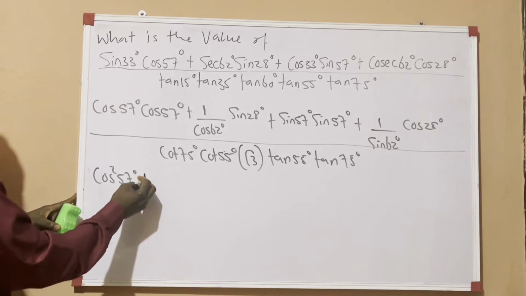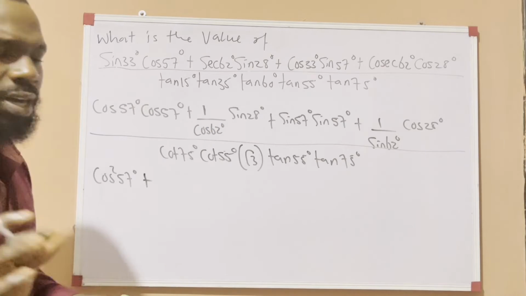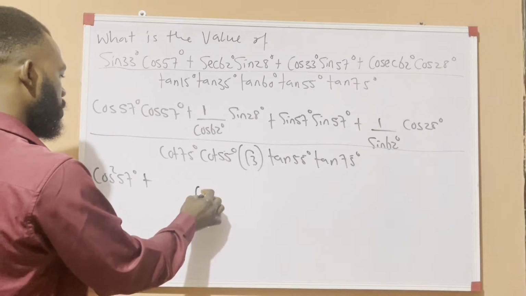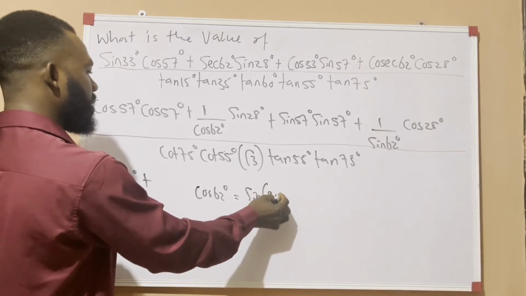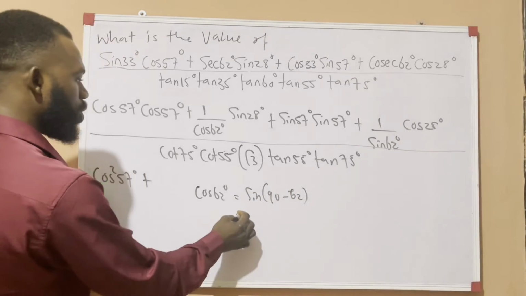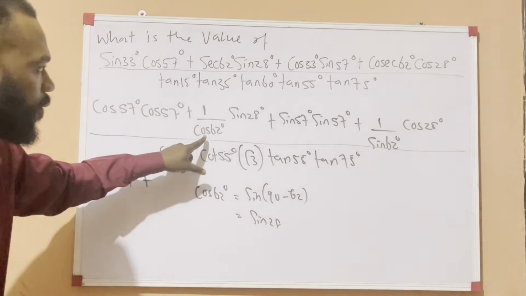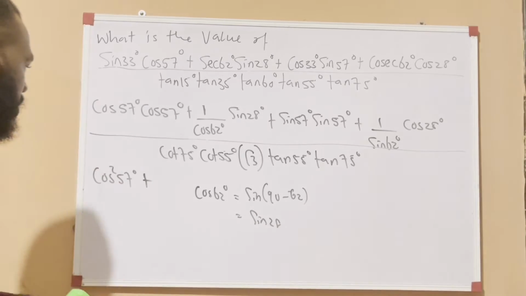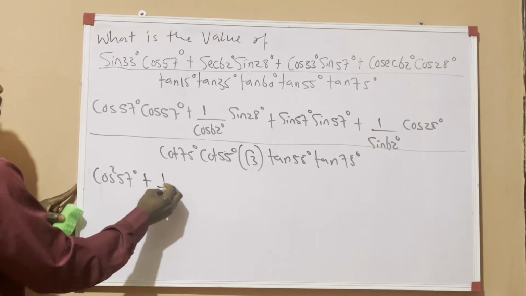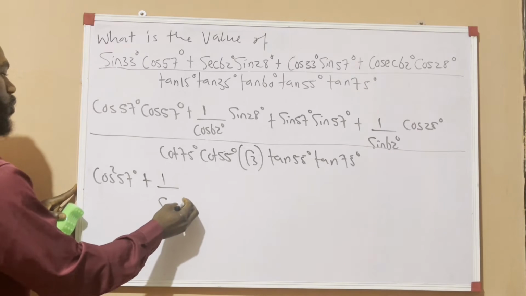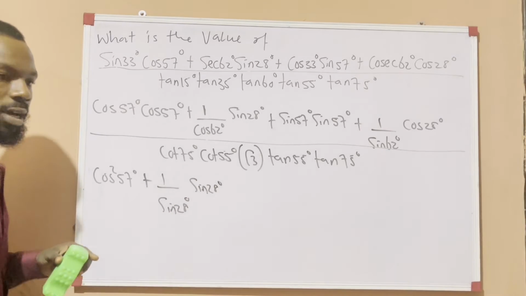Plus, now 1 over cos 62 degree. Cos 62 degree can also be written as sine of 90 minus 62, and 90 minus 62 gives us 28. So in place of cos 62 degree, what would I be giving? Sine 28 degree. So here becomes 1 over sine 28 degree, and what do I have up? Sine 28 degree. Are you with me?